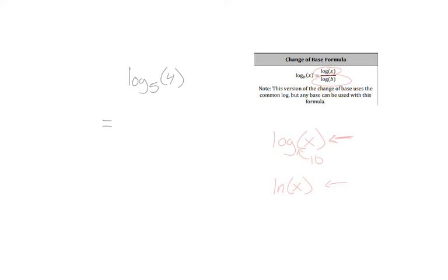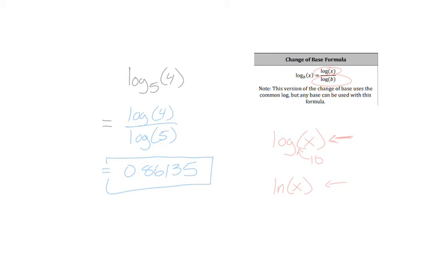And if you follow this, to evaluate the log base 5 of 4, what we do is we take the log of 4, so the log base 10 of 4, and we divide that by the log base 10 of 5, and we can just throw that into a calculator. And when I did that, I got 0.86135, let's say. And there you have it.